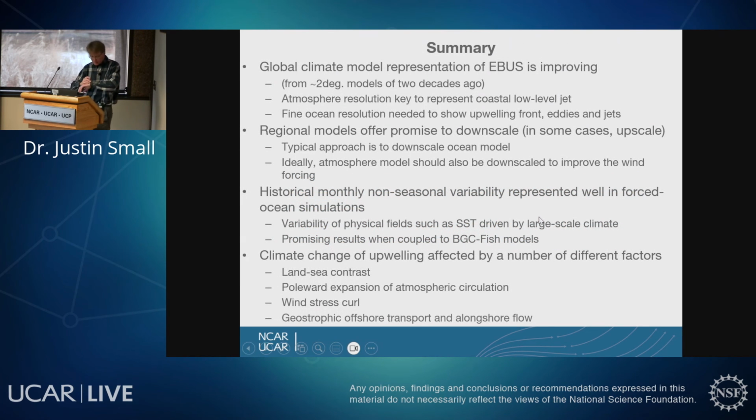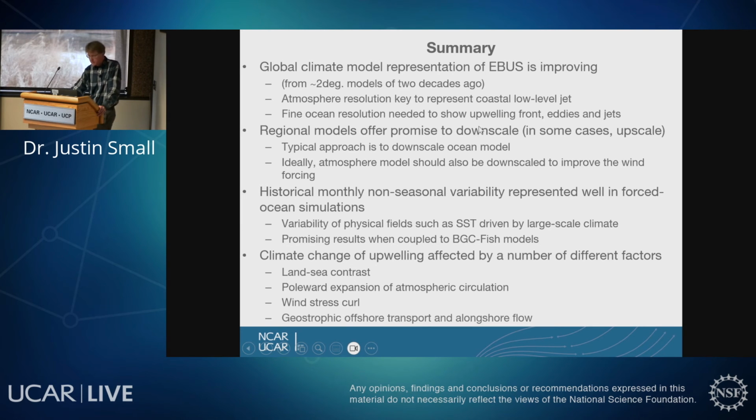And it's probably time to wrap up. This is the summary. The global climate model representation of EBUs, the upwelling systems, is improving. I'll compare it to, say, approximately two decades ago, maybe running 2-degree atmosphere models. So there's been a big improvement since then. The atmosphere resolution is key to represent the coastal low-level jet. But the fine ocean resolution is needed to show upwelling fronts, eddies and jets.